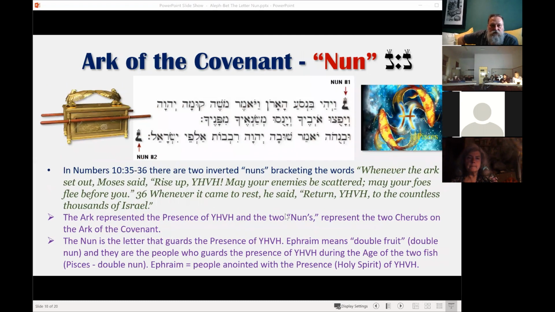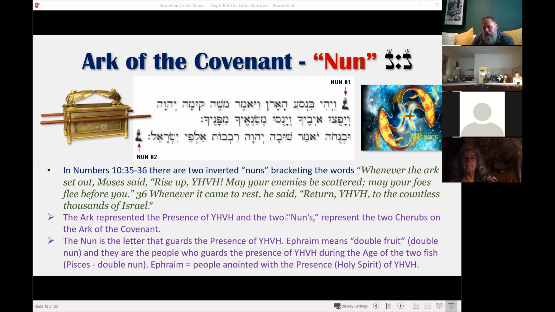The next one is interesting. That's a passage in Numbers 10, verse 35 to 36, where there are 2 inverted nuns within the Torah that basically bracket the passage that follows. It says, whenever the ark set out, Moses said, rise up, Yahweh, may your enemies be shattered, may your foes flee before you. And then verse 36 says, whenever it came to rest, he said, return, Yahweh, to the countless thousands of Israel.